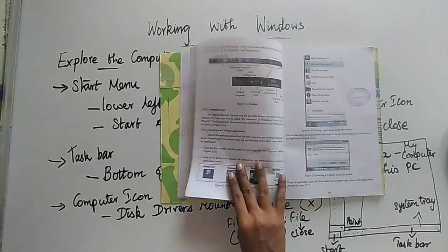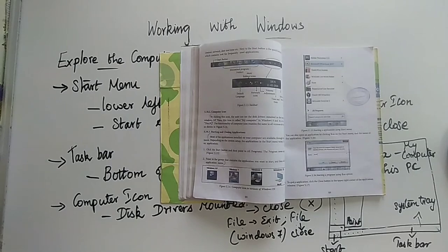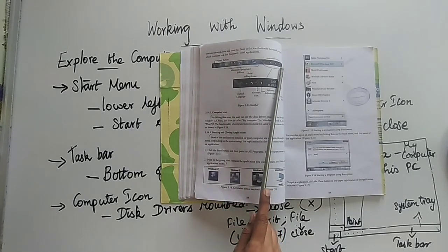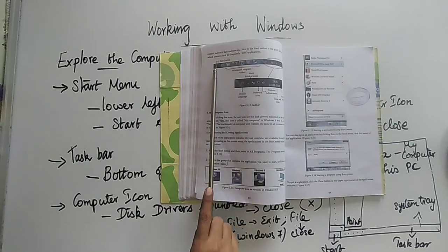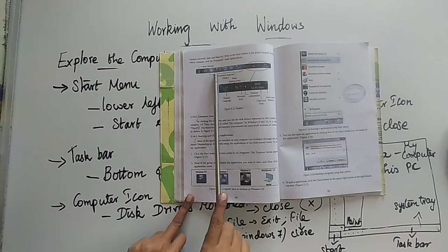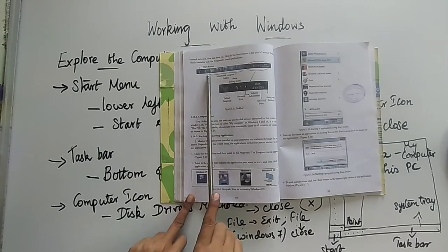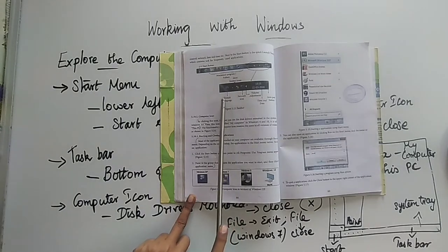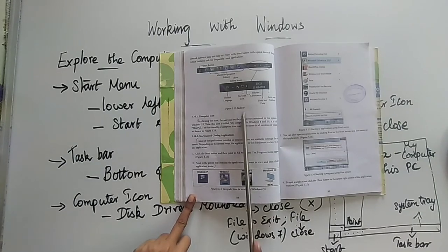Next you are going to have the task bar. On the bottom of the screen you will have the task bar. First you have the start button. These are the minimized programs or folders that you have. And separately you have your system tray, for volume, for your network. Everything like that is under your system tray.